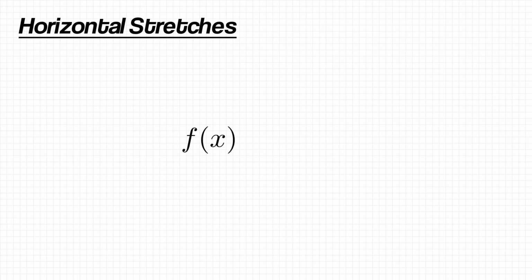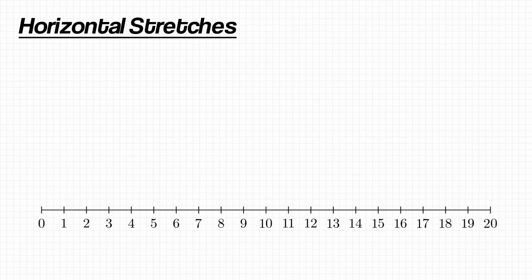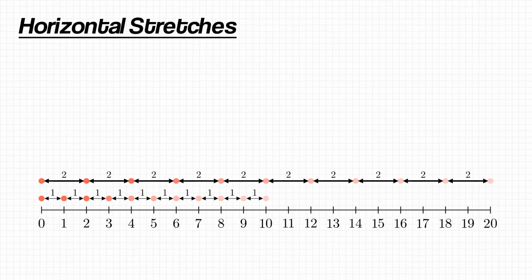Now let's look at stretching a graph horizontally in the x-axis. We can stretch the graph of f of x by multiplying the inputs by a constant before passing them through the function. To see why this would produce a stretch, let's use the number line to visualize multiplying a set of numbers by a constant. First, let's take all the integers from 0 to 10. Now, let's take those integers and multiply them by 2. We can see the distance between all the integers has been stretched by a scale factor of 2.